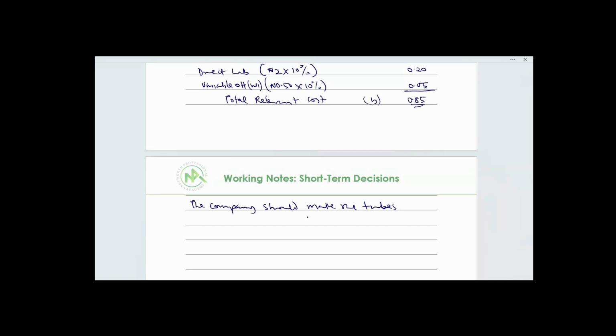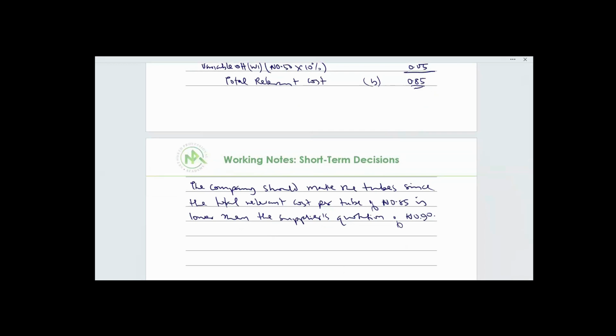Okay. Since the total relevant cost per tube of 85 kobo is lower than the supplier's quotation of 90 kobo, there's no need for too many words. All right, so that's that. We are done with number one. Let's move to the next one.